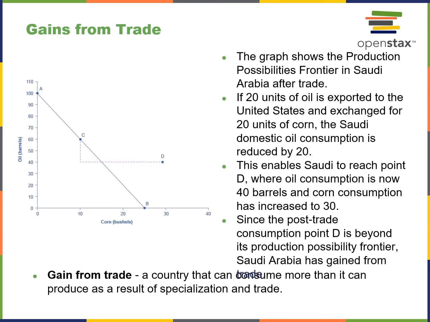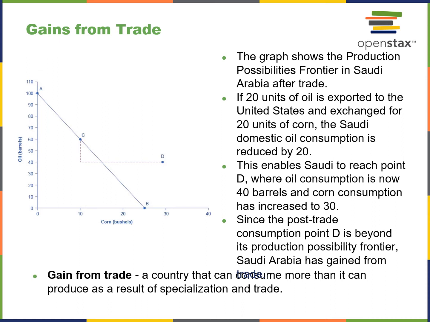Gains from trade, and so that talks about the PPF and Saudi Arabia. So basically, it's once again the Saudi model. And so if 20 units of oil is exported to the United States in exchange for 20 units of corn, the domestic oil consumption is reduced by 20. This enables Saudi to reach point D, where oil consumption is now 40 barrels and the corn consumption is increased to 30. And since post-trade consumption point D is beyond the PPF, Saudi has gained from trade.